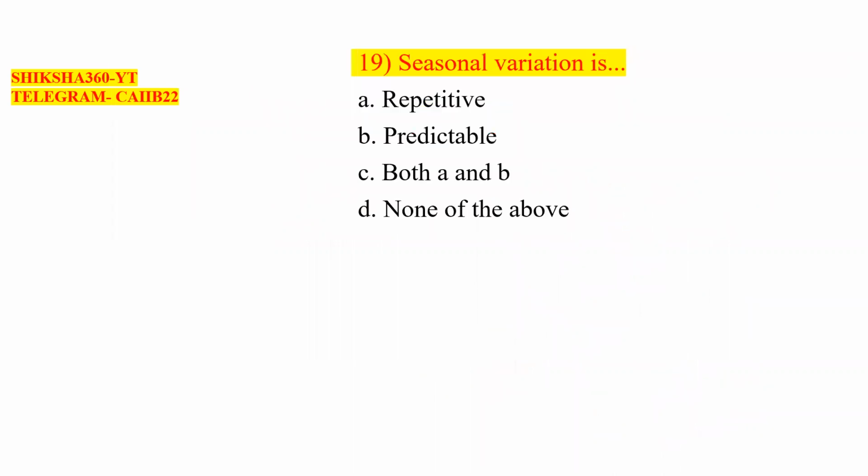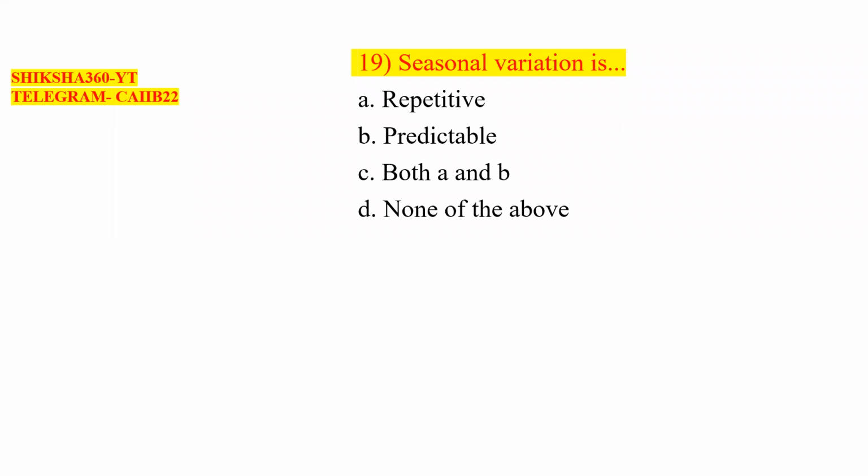Seasonal variation is basically: A, repetitive; B, predictable; C, both A and B; D, none of the above. So what is the answer? We can know that seasonal variation is repetitive, because every year it is repeated.